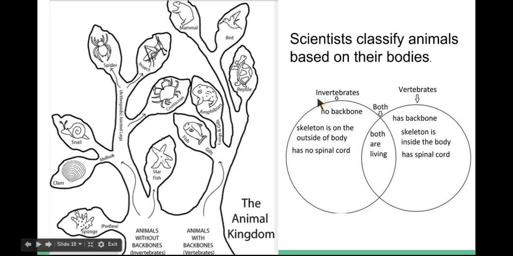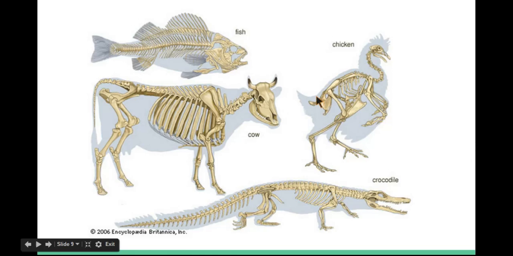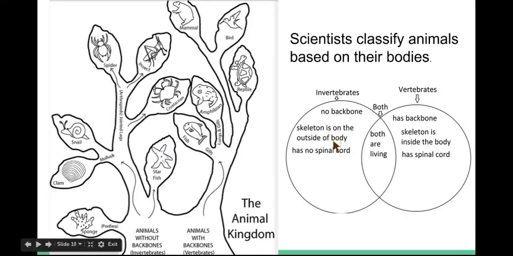The animals that you just looked at on the last screen, they all had, you can see it right here, what's called a backbone. I can see it on the cow right here. I can see it on the chicken right here. I can see it on the crocodile right here. We call animals with backbones vertebrates. Vertebrates have a backbone, and they also have a skeleton inside their body. Remember, that's called an endoskeleton.